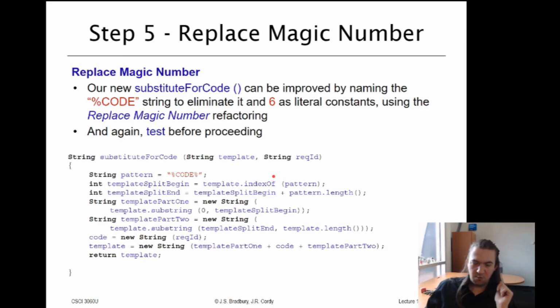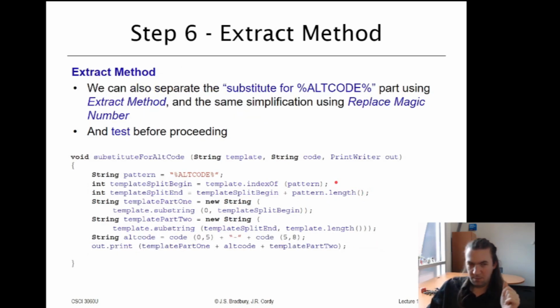So instead, we use variables to help explain things by doing a refactoring called replace magic number. Instead of just having a 6 out of nowhere and a %code string out of nowhere, we make a variable called pattern. We give it the value that we want. And every time we're supposed to have that string, we can just replace it with pattern, and with pattern.length, which is 6. Again, test it, then go on.